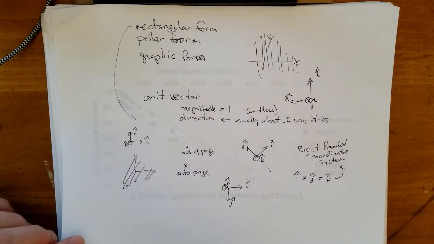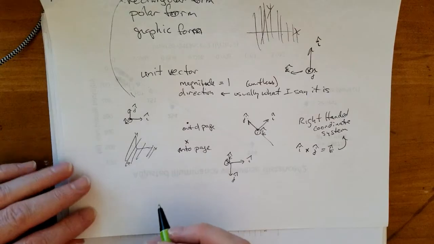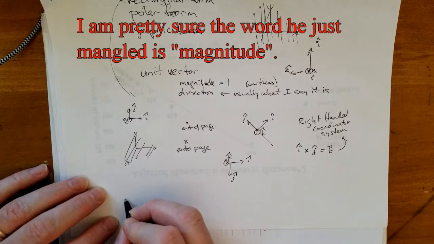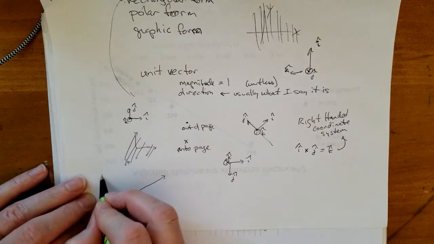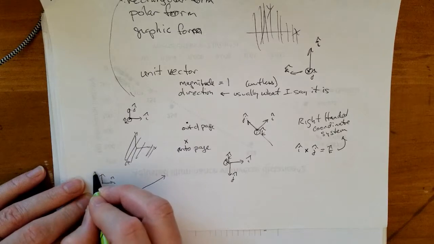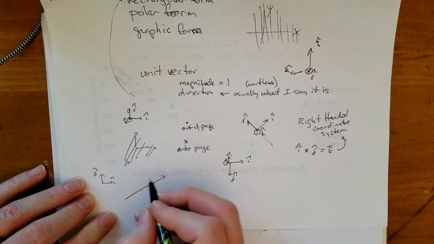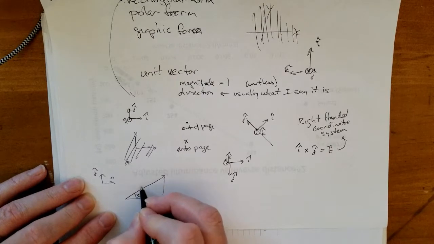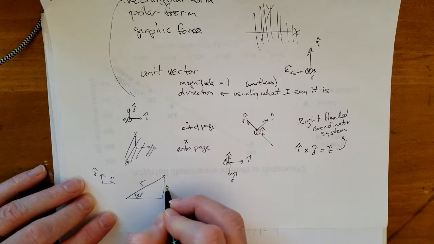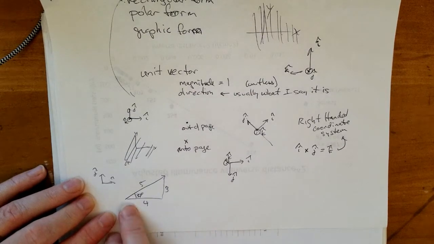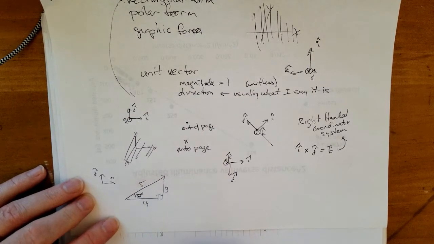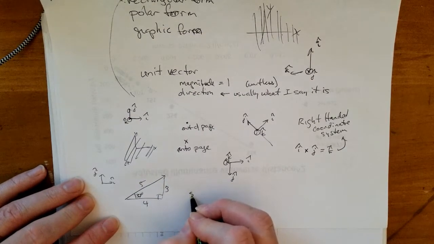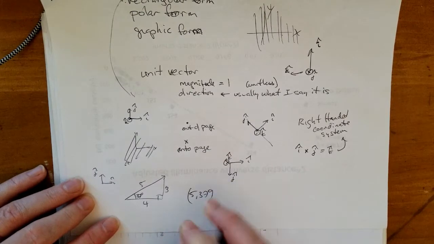That's a different note. So, rectangular form. Since vectors have a magnitude and direction, if I have a vector that's pointing like that, and I establish my coordinate system, I hat, J hat, and let's make this a 37-degree angle, make that 5, so therefore that's 3 and that's 4. I picked that so I'd get a 3, 4, 5 triangle. So this is 5 meters, 37 degrees. That is polar form.